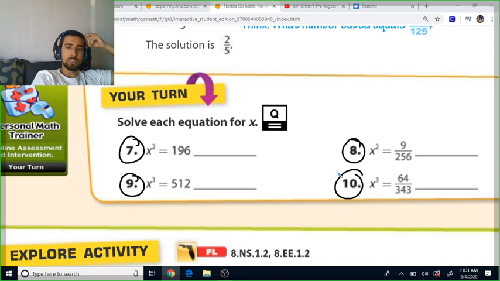Number 8, you're still finding this because you have a squared that you need to get rid of. You still have to do the square root of the whole thing. You do the square root of the top number, and you do the square root of the bottom number. That's all it is. It's just a fraction. You're still going to leave it as a fraction.